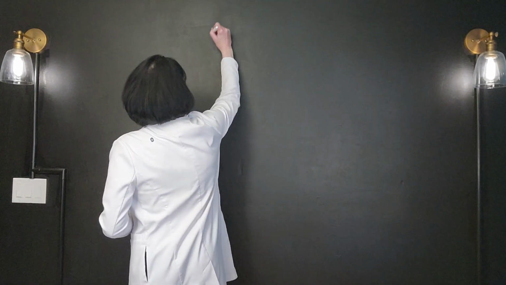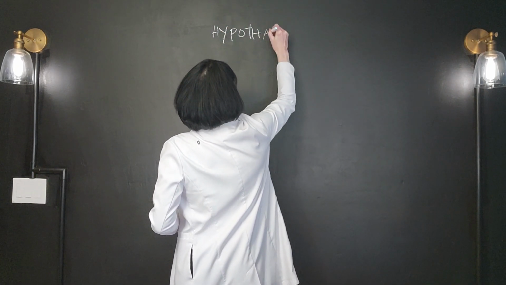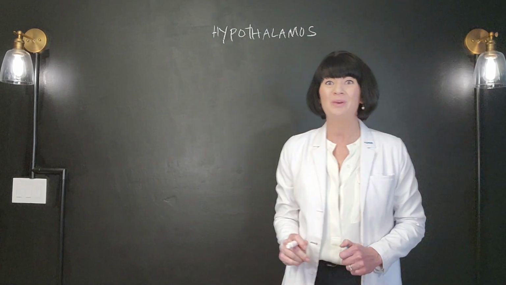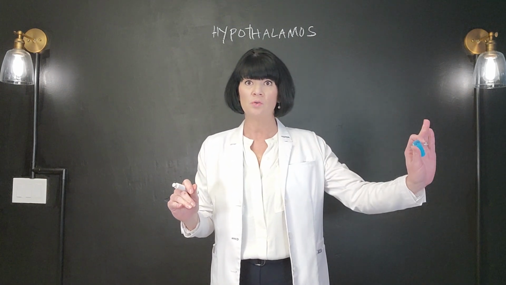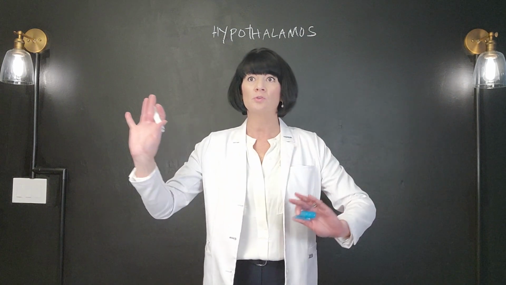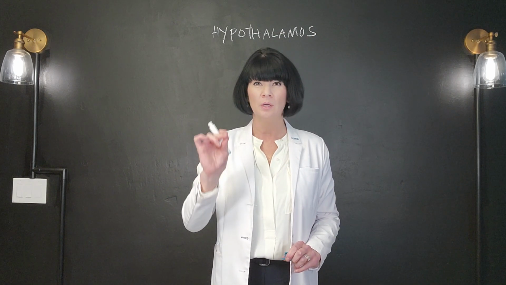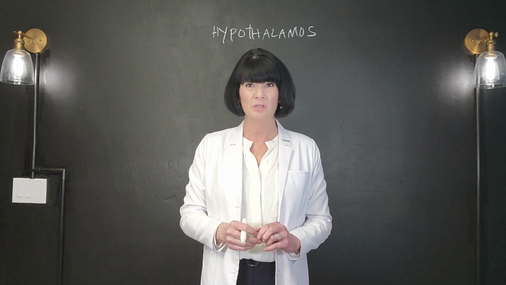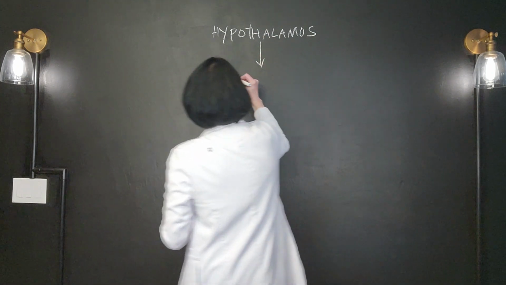So we are going to start with the hypothalamus. The hypothalamus is going to either release hormones to get more production or inhibit. You do not need to know any of the hormones that are released by the hypothalamus, but you do need to know that the hormones the hypothalamus releases act on one other gland, and that gland is the anterior pituitary.